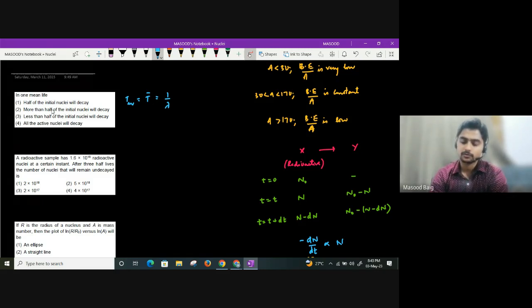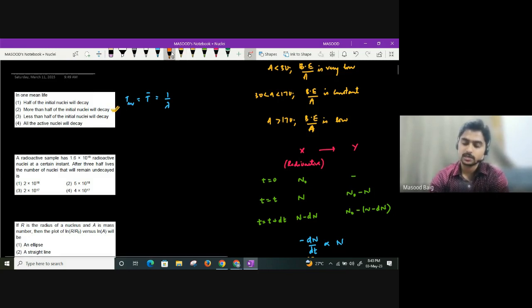So what is it? Half of the initial nuclei will decay? No. How much will decay? 63%, guys. How much will be left out? 37% will be left out. In one mean life, more than half of the initial nuclei will decay.